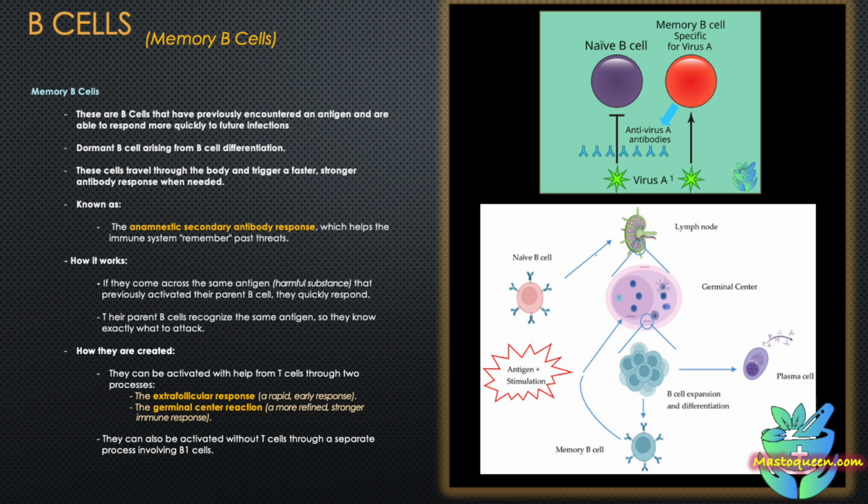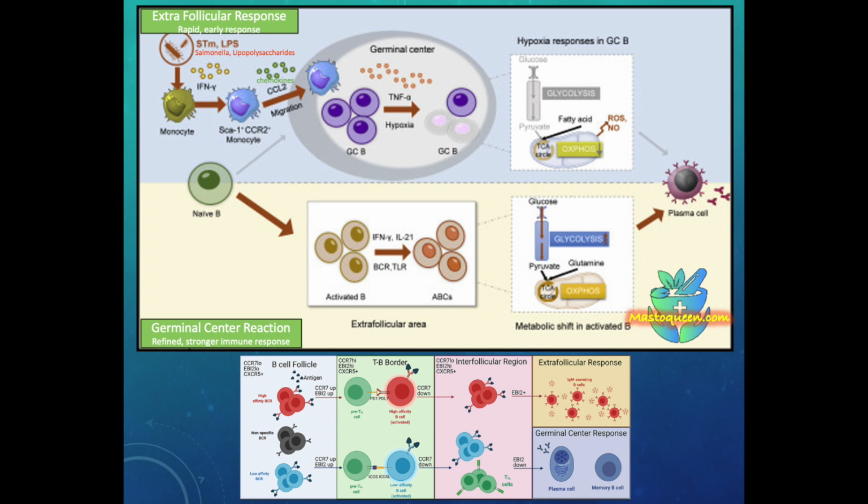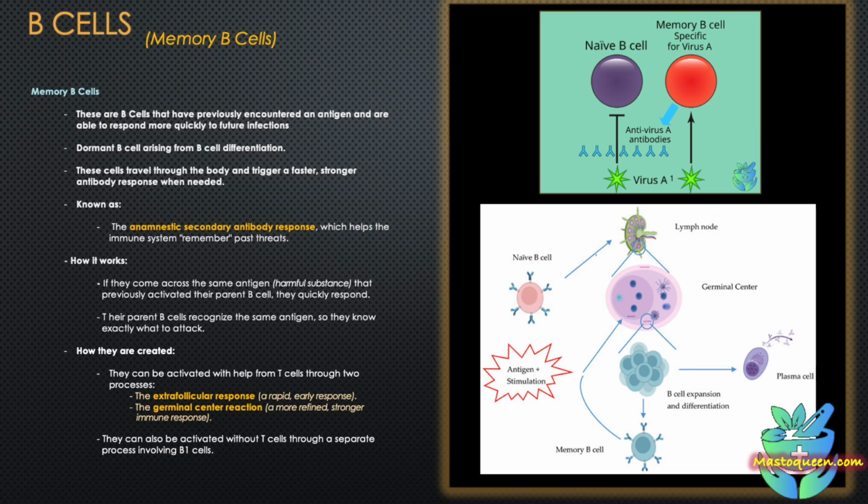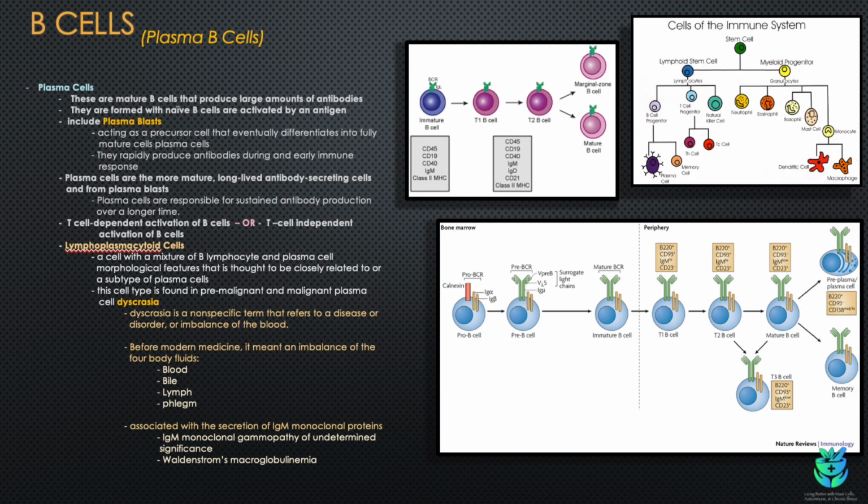Okay, so how are they created? They can be activated with the help of T cells through two processes: the extrafollicular response, which is a rapid, early response, or the germinal center reaction, a more refined, stronger immune response. They can also be activated without T cells through a separate process involving B1 cells.